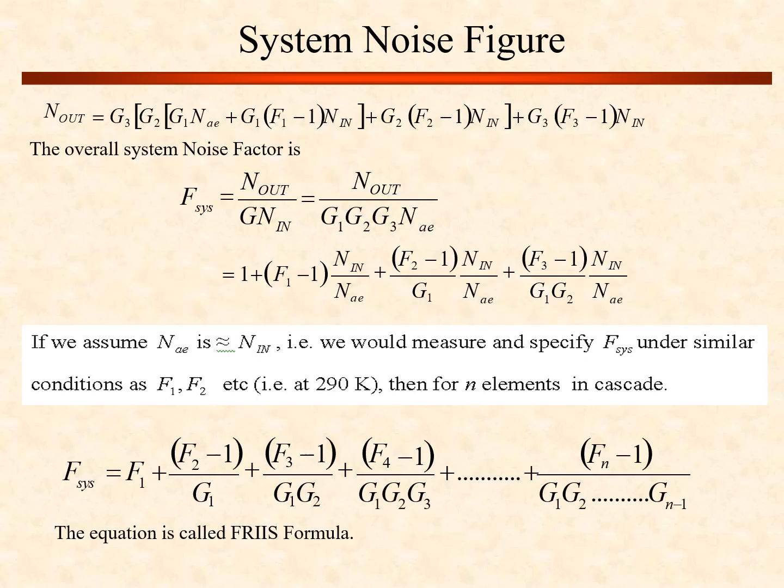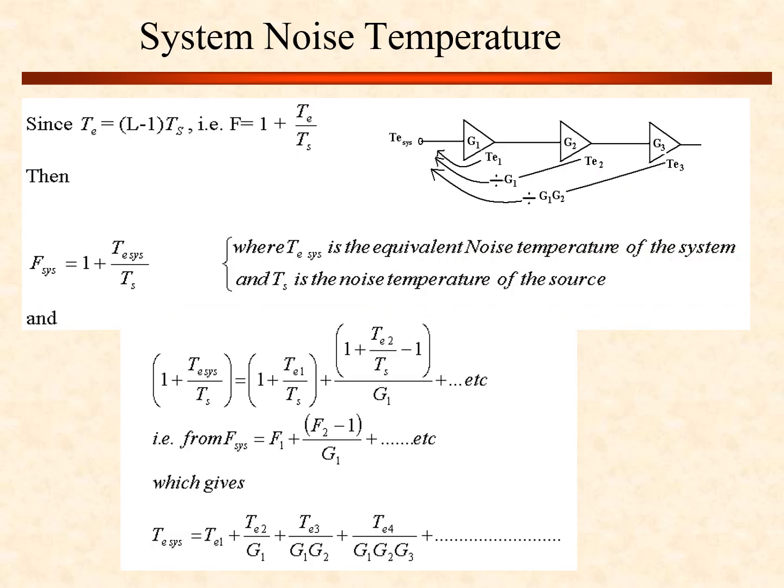So for the total system output, F is equal to F1 plus F2 minus 1 divided by G1, plus F3 minus 1 divided by G1 G2, plus F4 minus 1 divided by G1 G2 G3, plus etc., up to N stages. This equation is called the Friis formula. That means the total noise factor for the cascaded system. In a cascaded system, more than one component is connected serially. Based on that we can find out the system noise temperature.